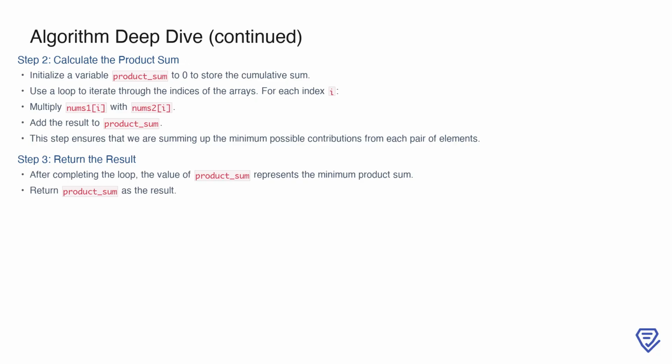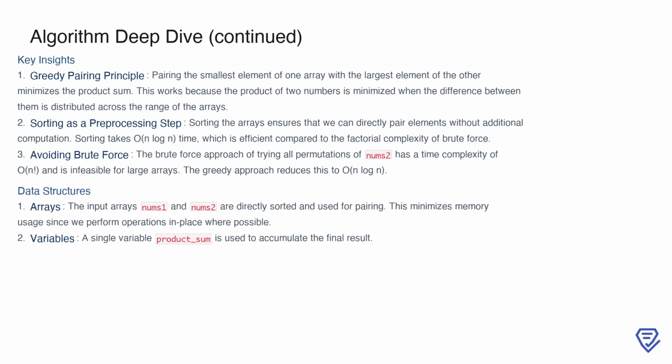This process ensures that we are incrementally summing the smallest possible contributions from each pair. Once the loop is complete, the value stored in product_sum represents the minimum product sum. This final value is then returned as the result of the algorithm. The effectiveness of this approach is rooted in a few key insights.